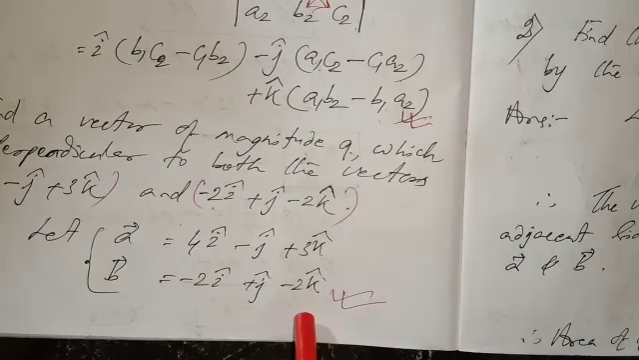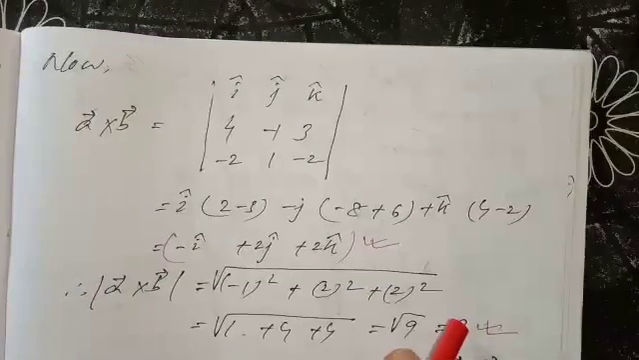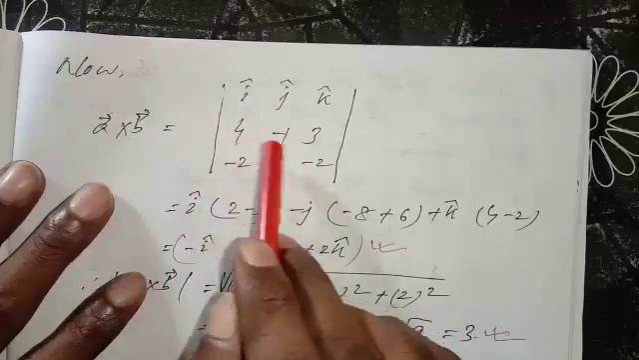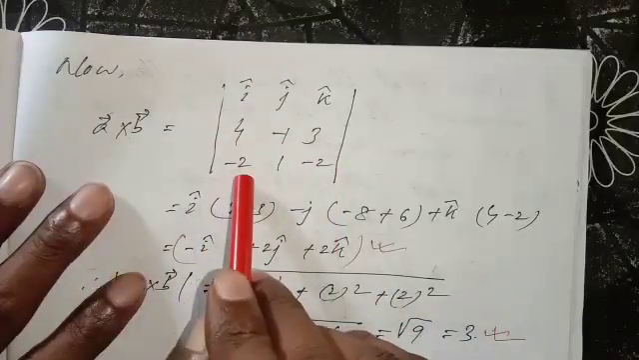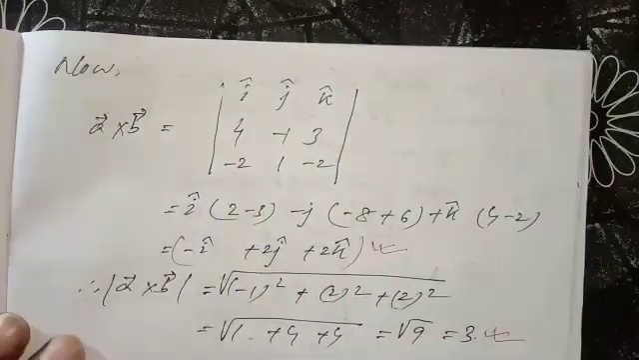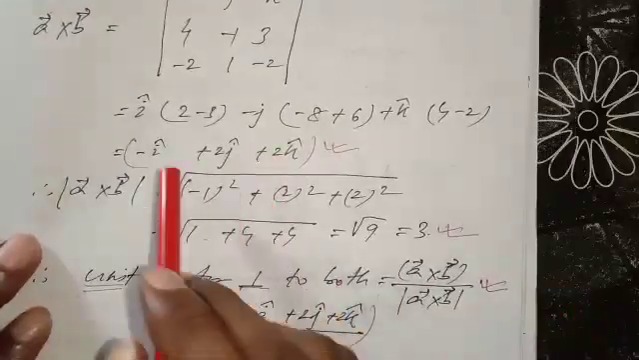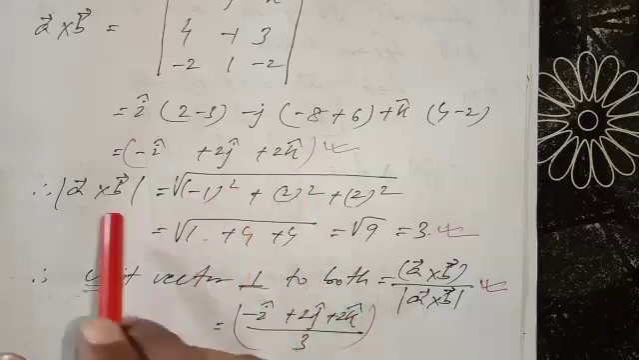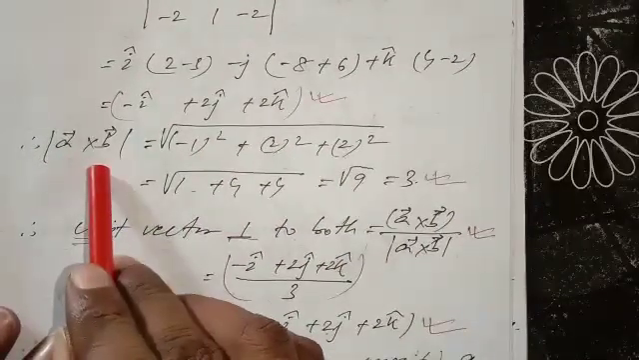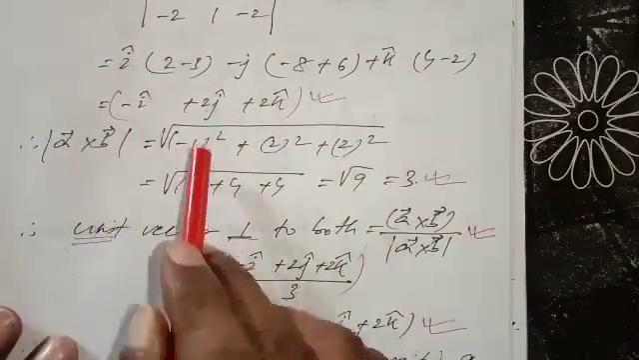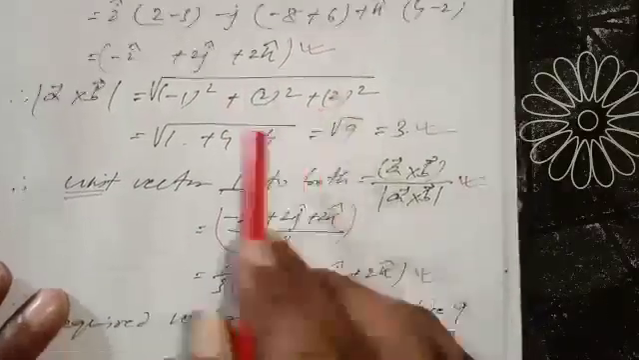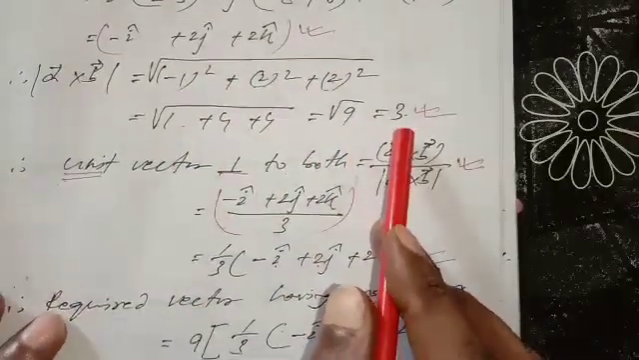First of all you have to find A cross B. A cross B is i, j, k, with the first vector components 4, minus 1, 3 and the second vector components minus 2, 1, minus 2. After breaking it you get minus i plus 2j plus 2k. This is A cross B. Then you have to find the magnitude of A cross B: i coefficient minus 1 whole square, j coefficient 2 whole square, k coefficient 2 whole square. It is coming root 9, that is 3.